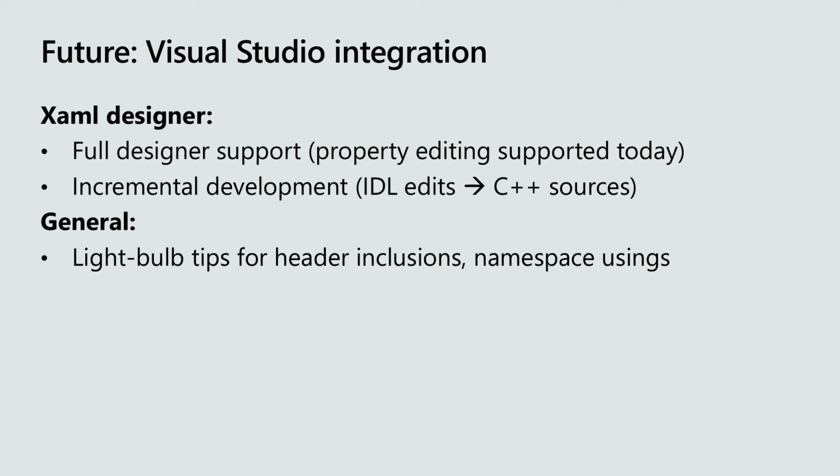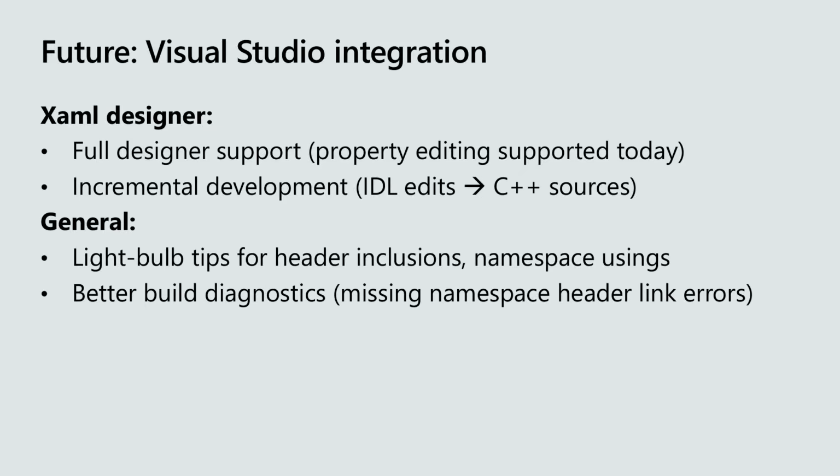And then we're also working to bring first-class development amenities to C++ WinRT. So light bulb tooltips to tell you what namespace headers to include, what namespace usings, better build diagnostics. It's a common build error, if you've used this library at all, that if you omit a namespace header, then you'll end up with an unresolved link error, which is difficult to diagnose. So we're trying to resolve that as well. Really just trying to put more fit and finish to the library.